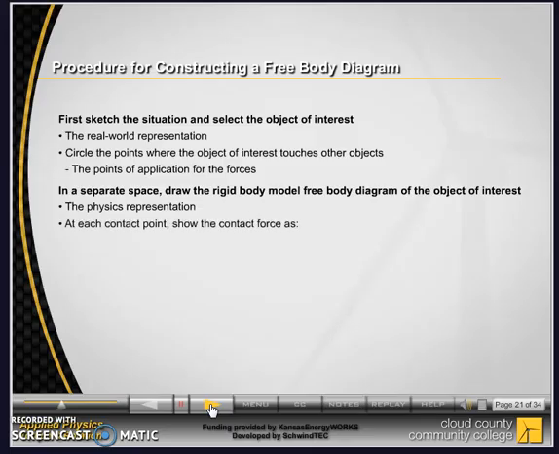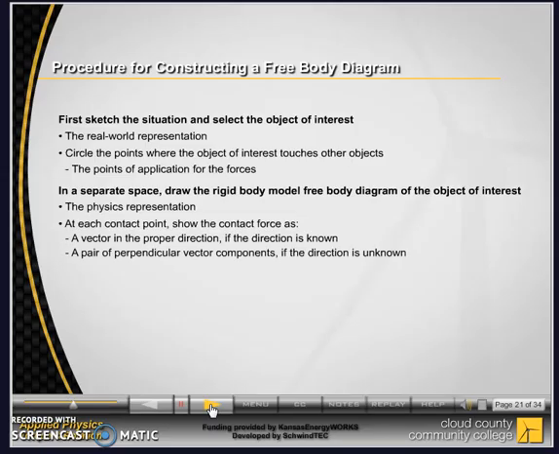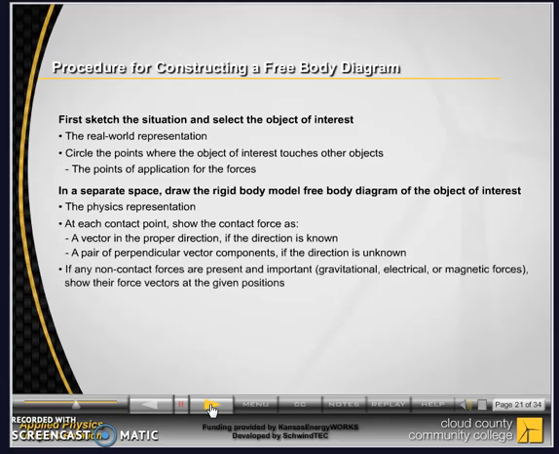At each contact point, show the contact force as a vector in the proper direction if the direction is known, or as a pair of perpendicular vector components if the direction is unknown. If any non-contact forces are present and important, show their force vectors at the given positions. The method for determining the proper position for a weight vector will be discussed later.